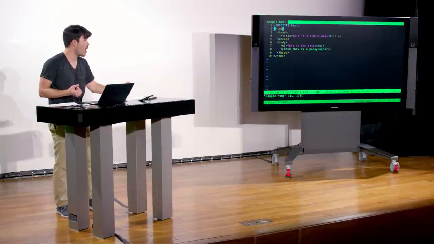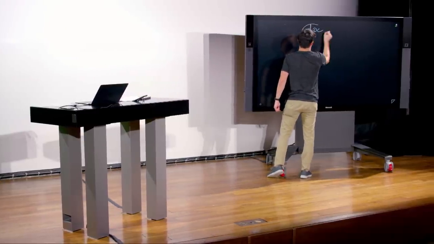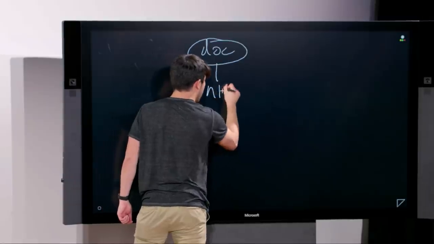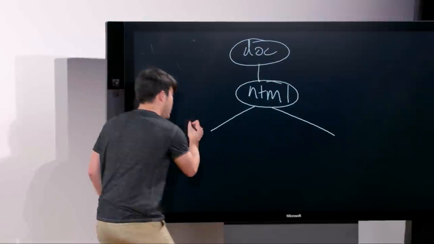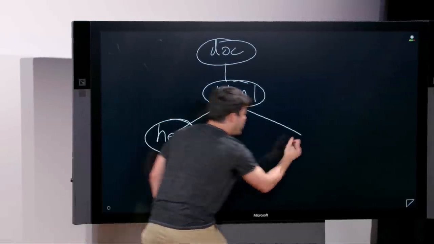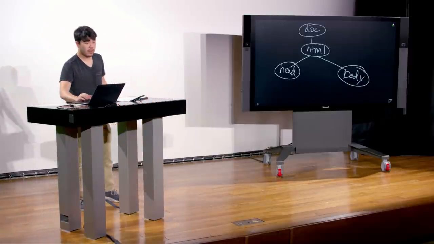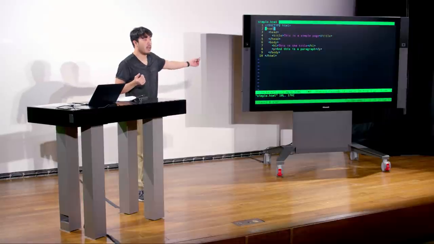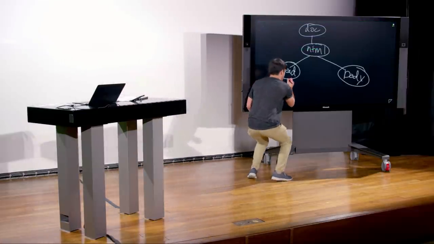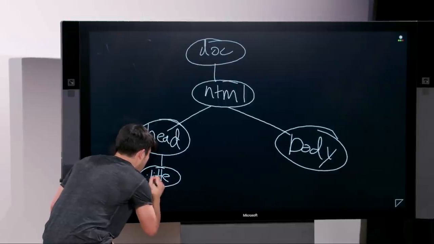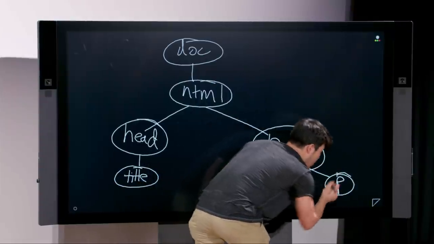And so we can describe that as a tree, right? We have, at the very top, a document. And below that, we have some HTML. Then what was inside the HTML? We had a head and a body, right? So head and a body. And what was inside the head and the body? Well, the head had a title. The body had a couple other tags, h1 and a paragraph. And so we can describe those also as part of the tree, right? So head, there's a title. Body had an h1 and a paragraph. And those each had some text.